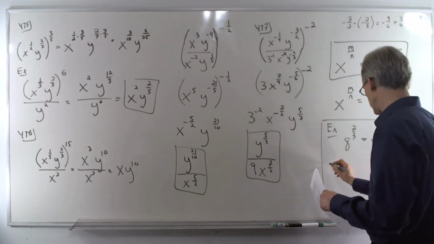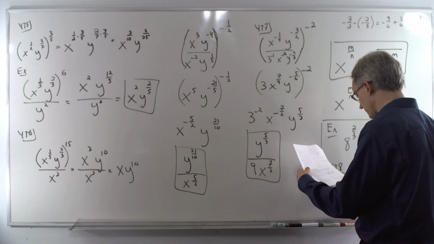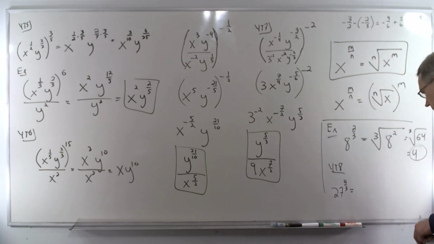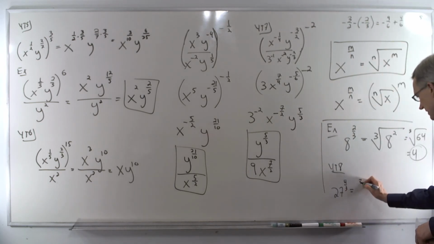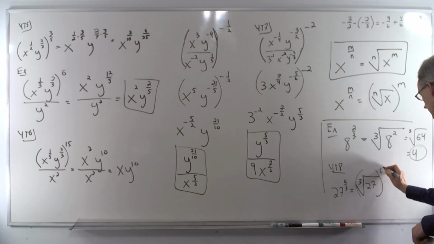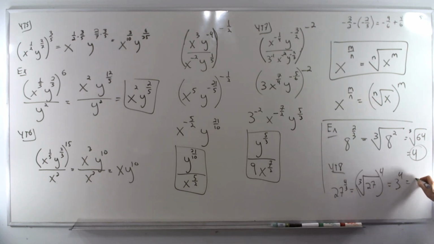Your turn, number 8. Evaluate 27 to the 4/3 power. Bottom number is the index. Use the other notation here. And there's a reason for that. It's actually easier to evaluate the 3rd root of 27 and then take it to the 4th power than to do the reverse. If we take 27 to the 4th power, we're going to get a gigantic number. So who wants to deal with that? All right, 3rd root of 27 is 3. So we get 3 to the 4th power, and that is 81.